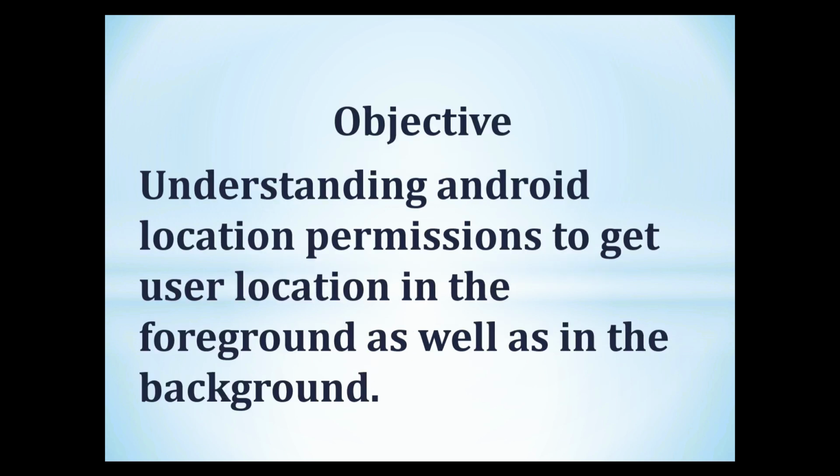So, the objective of this video is to understand Android location permissions that are required to get user location in the foreground as well as in the background. By foreground, we mean when the application is open and you are interacting with it. By background, we mean when the application is closed or minimized and you are not interacting with it.